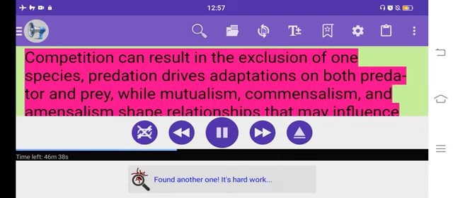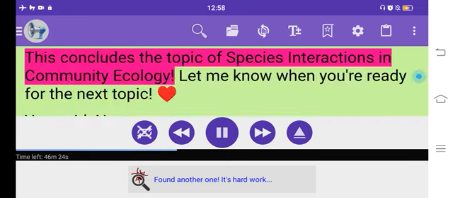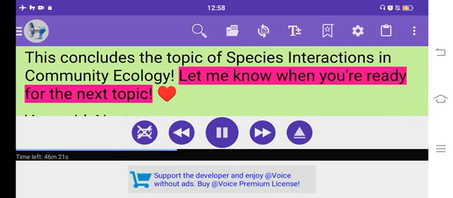Predation drives adaptations on both predator and prey, while mutualism, commensalism, and amensalism shape relationships that may influence individual survival and community dynamics. This concludes the topic of species interactions in community ecology. Let me know when you're ready for the next topic.